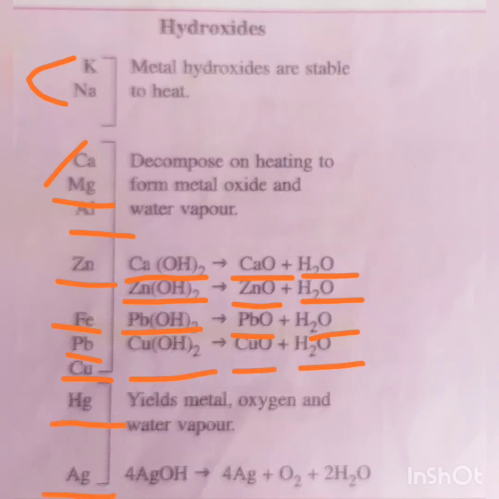Mercury and silver hydroxides yield the metal, oxygen and water vapor. For AgOH, that means silver hydroxide, it gives silver plus oxygen plus water.